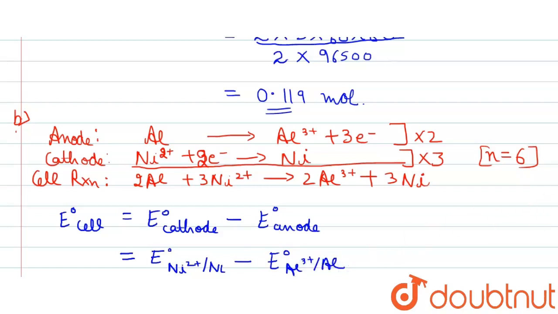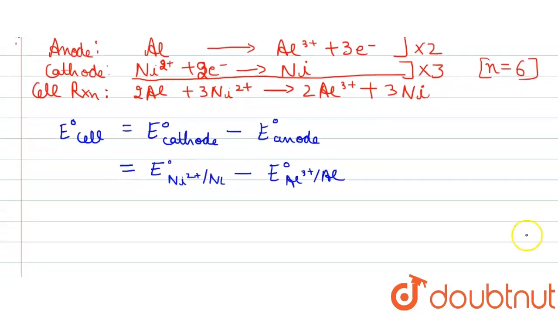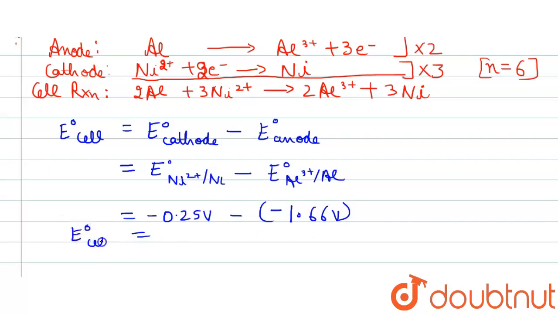So from here, if we write the values that are given to us, for the nickel the electrode potential given is negative 0.25 volt, and minus for the aluminum it is given as negative 1.66 volt. So the final answer, that is E0 cell, will come out to be 1.41. So E0 cell will become 1.41 volt.